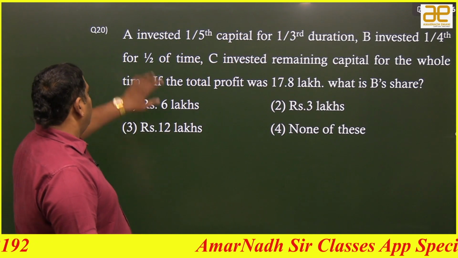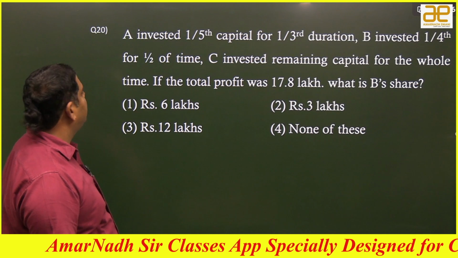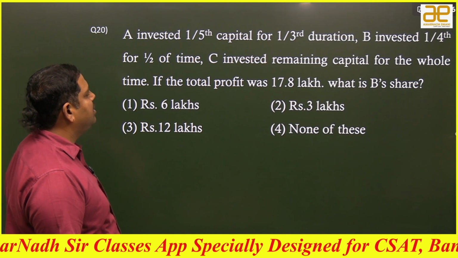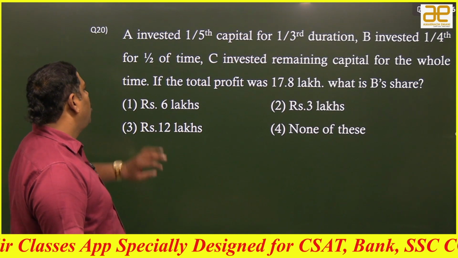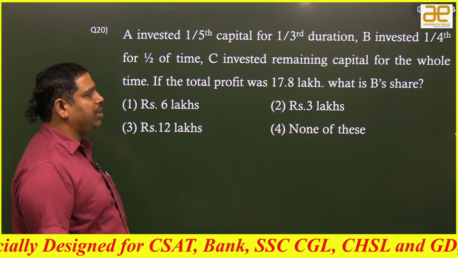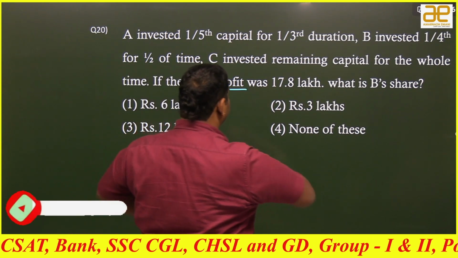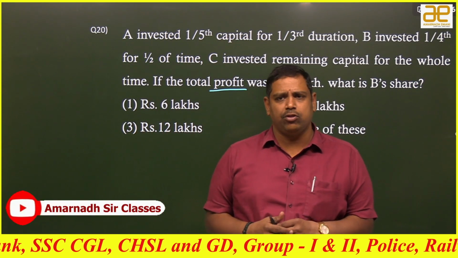A invested 1/5 capital for 1/3 duration. B invested 1/4 for half of the time. C invested the remaining capital for the whole time. If the total profit was 17.8 lakh, what is B's share? Actually, if you want to find the profit ratio, we simply say investment into time period ratio.